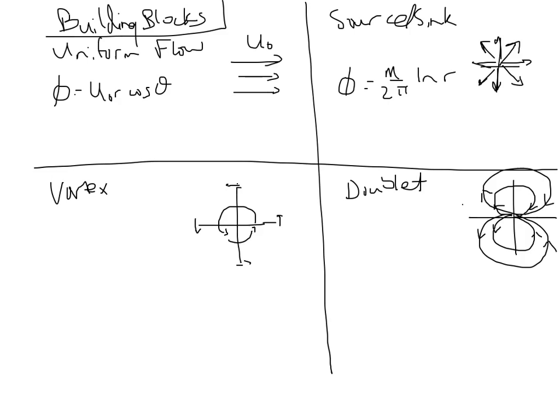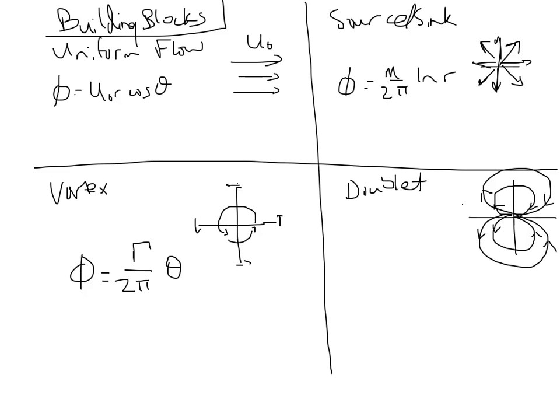The vortex is that phi is equal to gamma, the strength of the vortex, divided by 2 pi times theta. So whereas in the case of the source sink phi is a function of r, and for the vortex it's a function of theta, that produces, in the case of the source sink, a velocity that's purely radial. In the case of the vortex, a velocity that's purely circumferential.